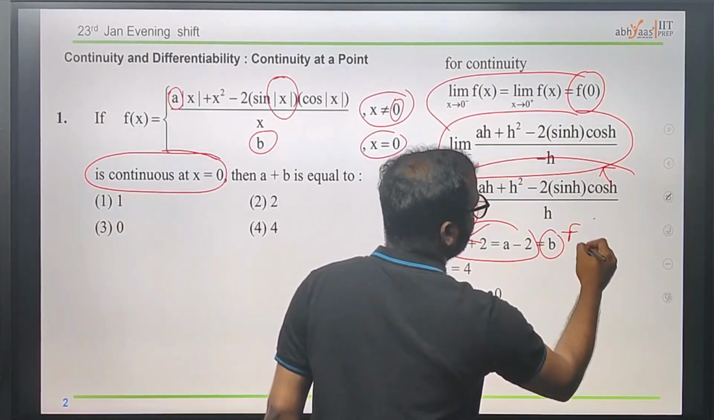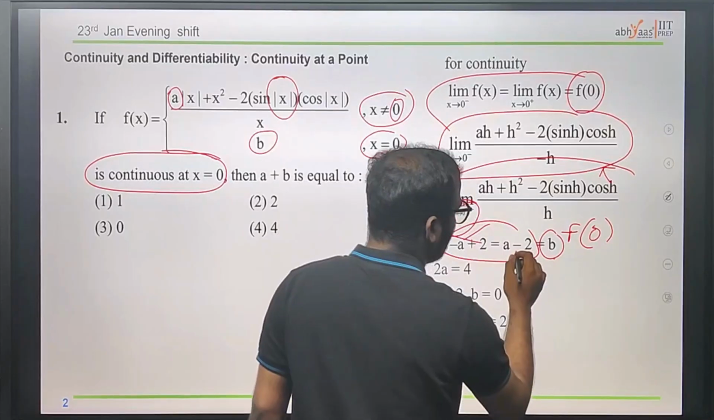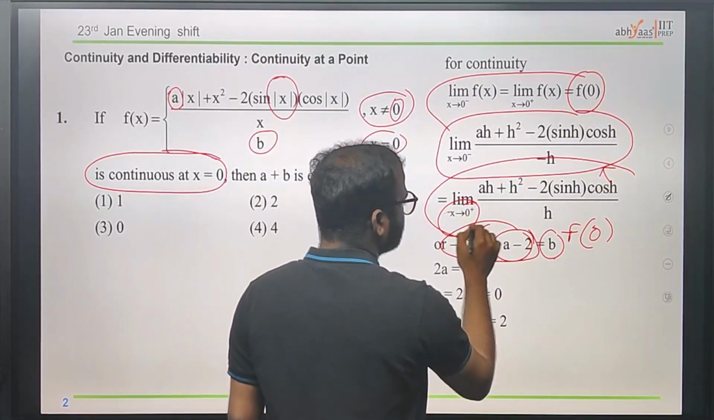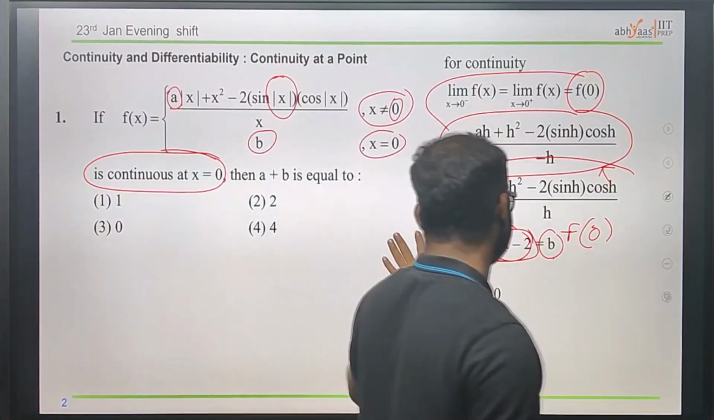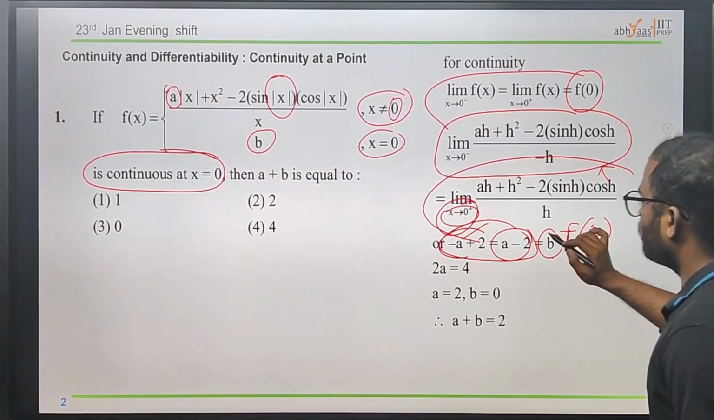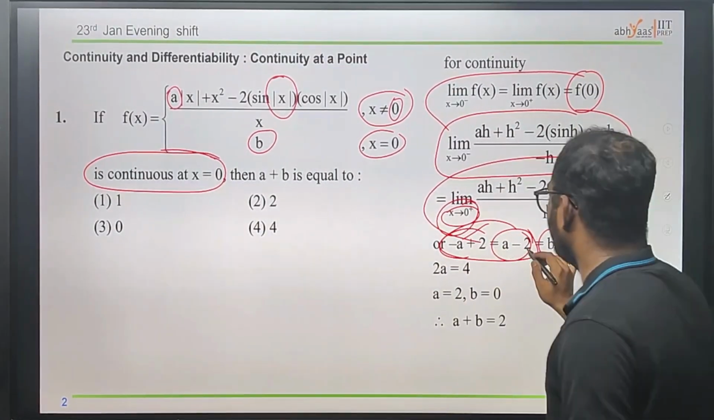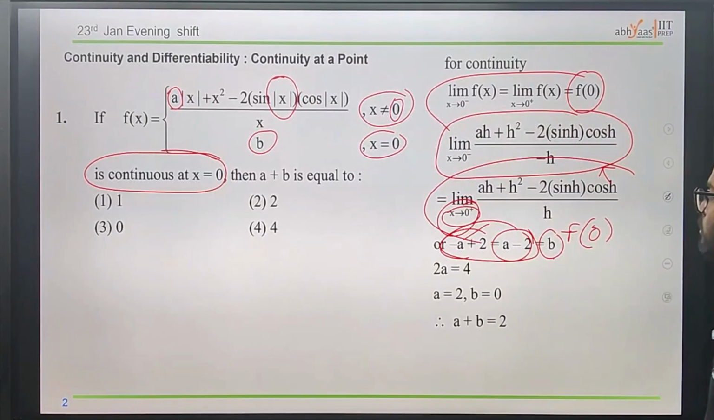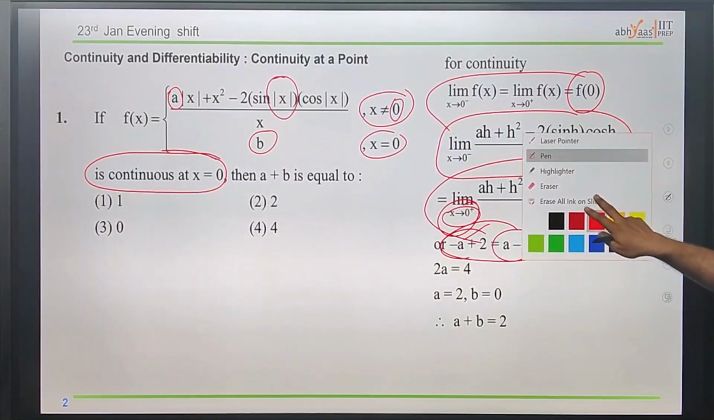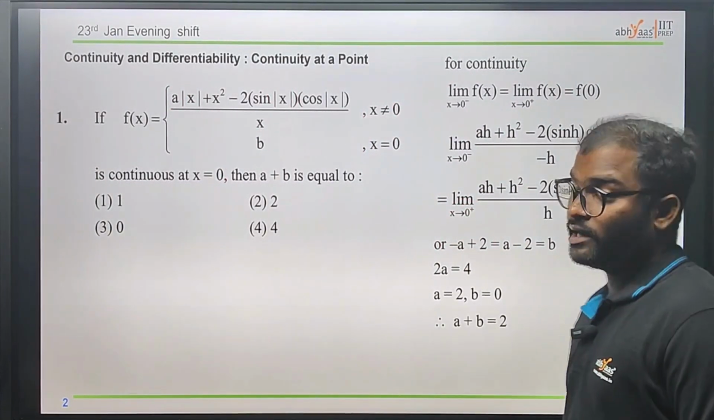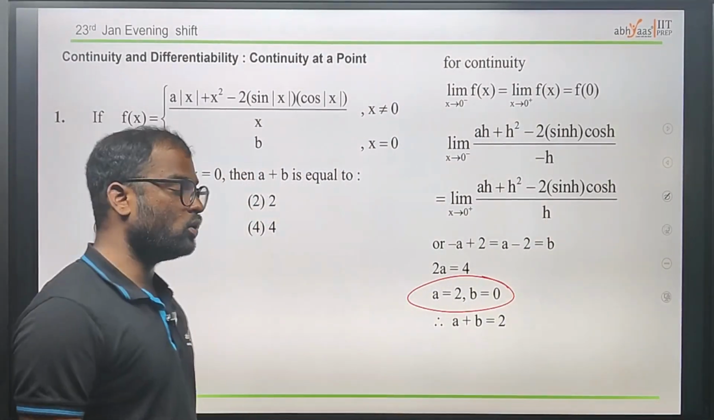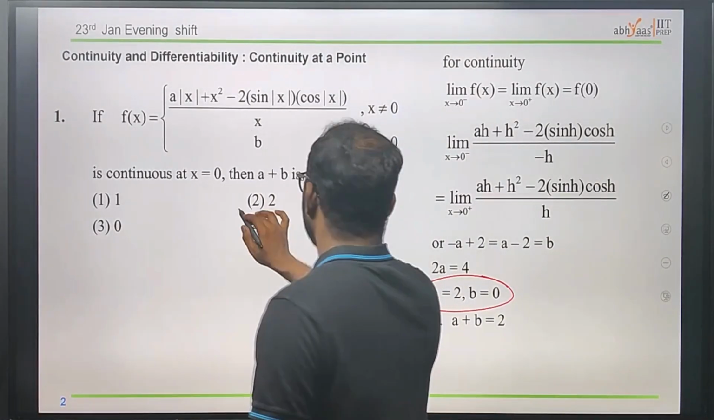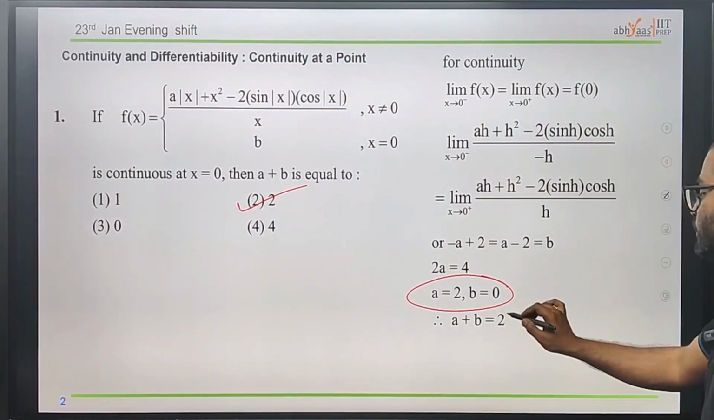f of 0 is b, and this one is x tends to 0 plus, and this one is x tends to 0 minus. Now we will have two situations, that is, two equations. From those we can easily find the a value and the b value itself. That's how we find a equal to 2, b equal to 0, so a plus b will be 2, which is the answer.